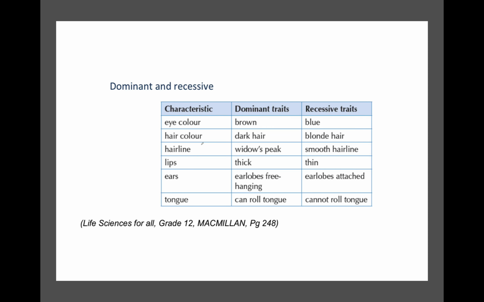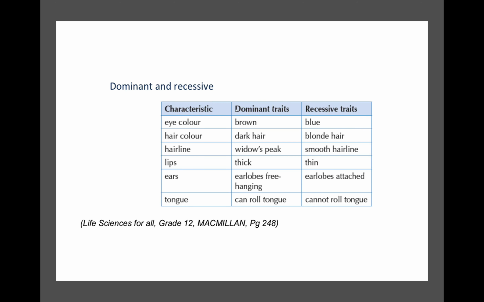The characteristic of hairline, you find that the dominant trait is the widow's peak, right? The one with the V-shape hairline, and then the recessive trait would be the smooth hairline. Lips, thicker lips are dominant and thinner lips are recessive. The ears, if you look at the ears, the dominant trait would be when the ear lobes are hanging freely, while the recessive trait will be the attached earlobes. When we look at the tongue, you will notice that the dominant trait is the ability to roll the tongue, while the recessive trait will be the one that cannot roll the tongue.